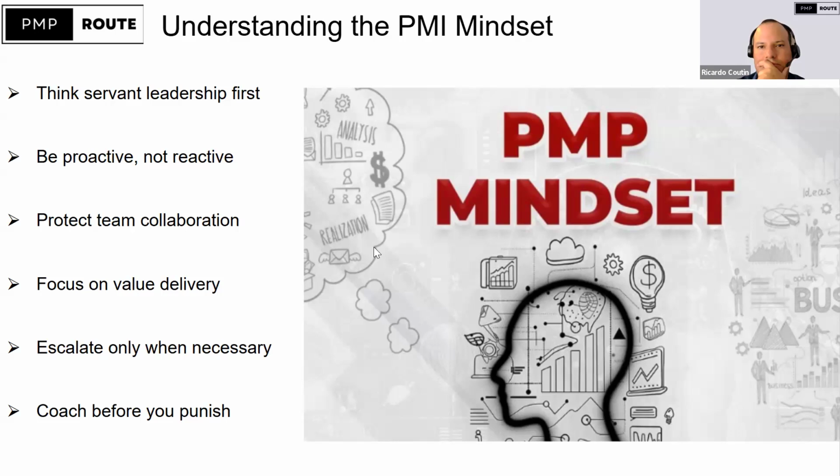We say that a project manager is a servant leader. As a servant leader, if something happens in your project, you should first try to do some analysis. You should first try to understand the root cause. You should first try to look for solutions to the problems, to the impediments, to the obstacles that you find in your project before thinking of escalating.